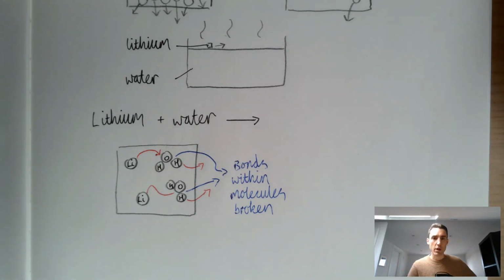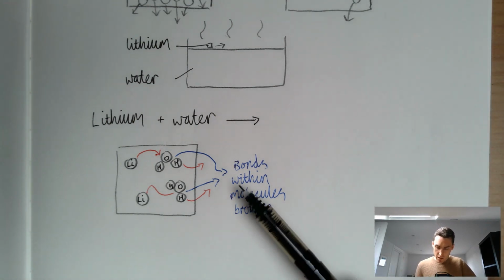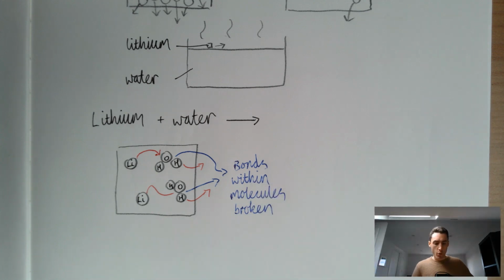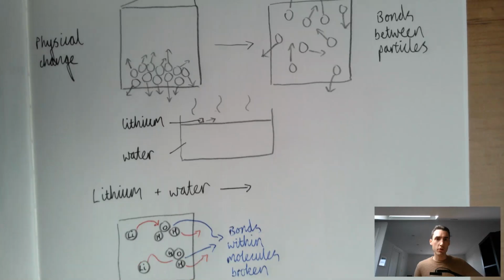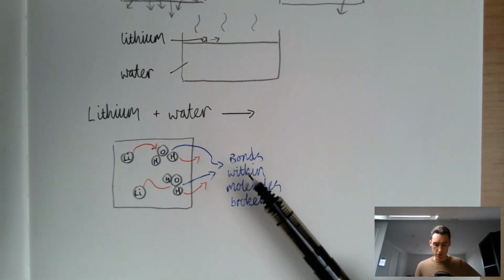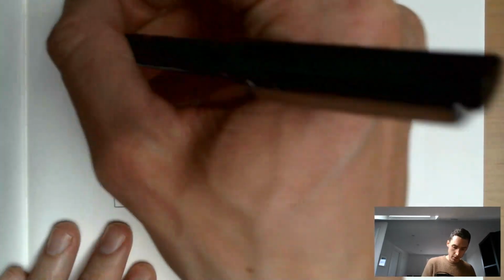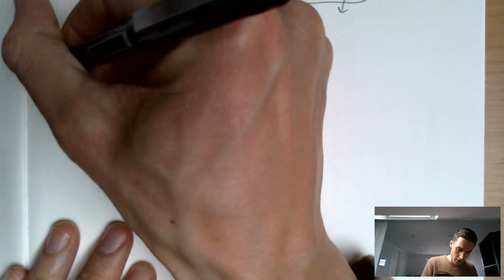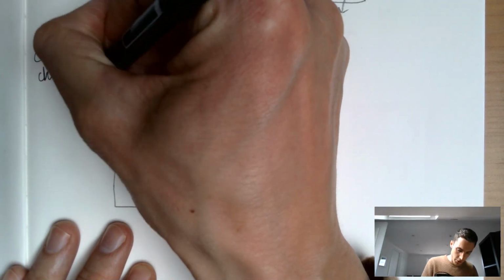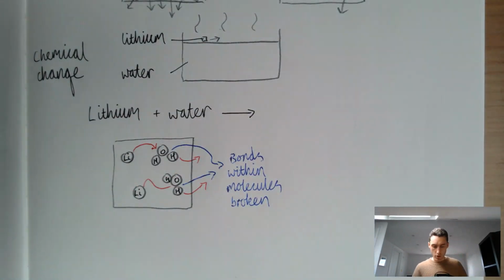And again, the language of bonds being broken and formed is not always the most rigorous, but for the purposes of year 7 chemistry, I think it helps them visualize what's going on. And the really important word here is within. Where we said in a physical change, that's all to do with bonds between the particles, what we're focused on in a chemical change is the bonds within the particles. And I'm going to write here, this is an example of a chemical change. And what I want to show students is what happens after this.